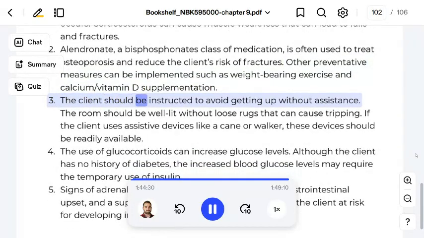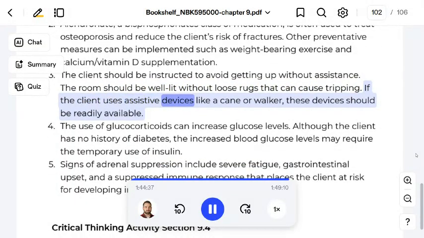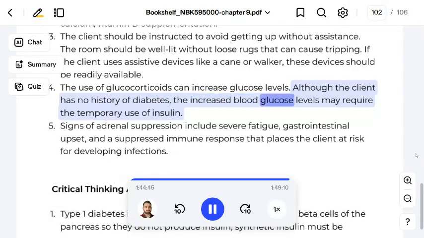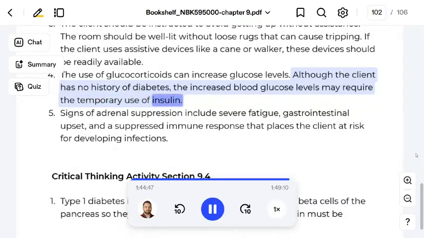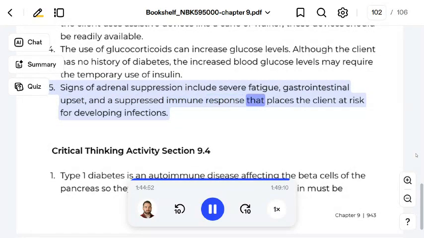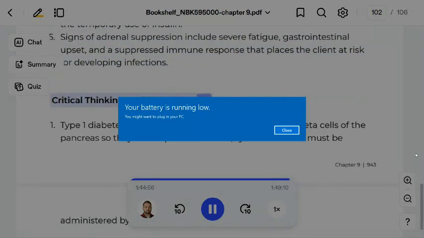3. The client should be instructed to avoid getting up without assistance. The room should be well lit, without loose rugs that can cause tripping. If the client uses assistive devices like a cane or walker, these devices should be readily available. 4. The use of glucocorticoids can increase glucose levels. Although the client has no history of diabetes, the increased blood glucose levels may require the temporary use of insulin. 5. Signs of adrenal suppression include severe fatigue, gastrointestinal upset, and a suppressed immune response that places the client at risk for developing infections. Critical thinking activity, section 9.4.